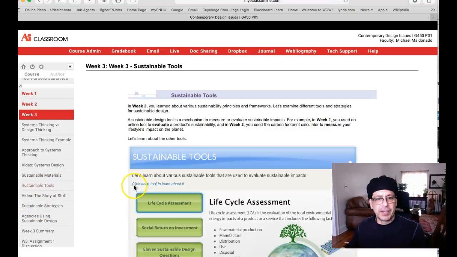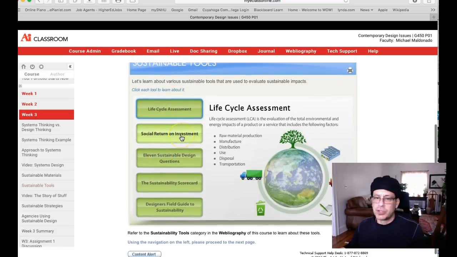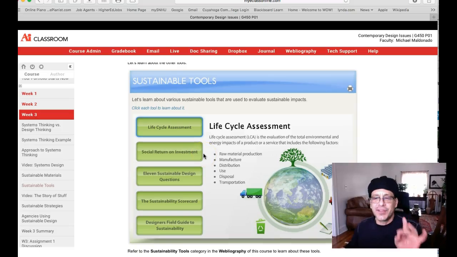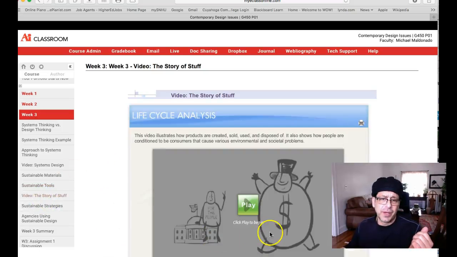You have sustainability tools, which are great, guys, because these are your life cycle assessment and your social return on investment. These are important things, and you should use one or two of these in your presentations, guys. All of these things I'm showing you can be used in your design presentation, okay? So please make yourself familiar with all the course materials.